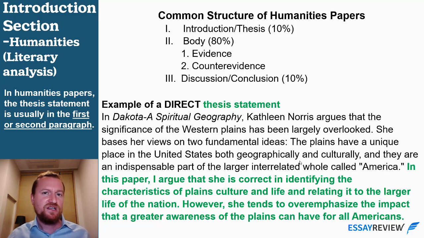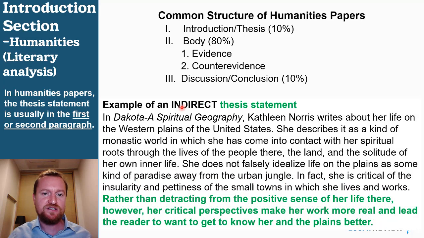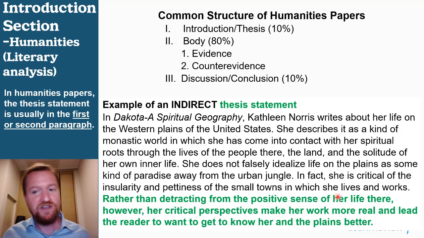However, I would say most humanities papers take the indirect thesis statement approach. And I think it's a little bit more sophisticated. Rather than detracting from the positive sense of her life there, however, her critical perspectives make her work more real and lead the reader to want to get to know her and the Plains better. You might be asking, as a lot of non-humanities majors would ask, and it's kind of very different how humanities papers frame the thesis, but you might be asking, how do I know that this is the thesis? It doesn't say, in this paper, we are arguing X.